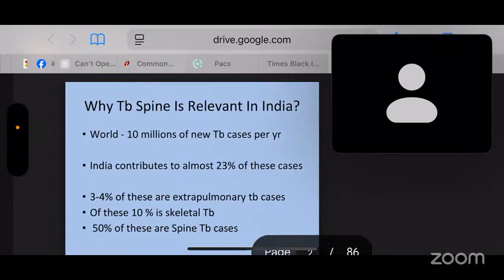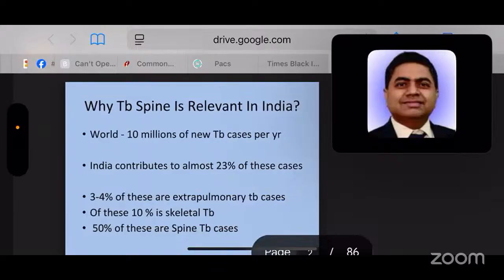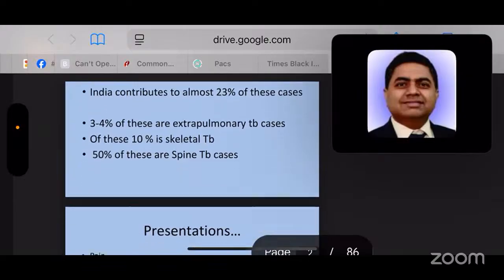So why is tuberculosis relevant in India? Because worldwide we know it's one of the infectious diseases which causes maximum morbidity and mortality, and India contributes almost 23% of these cases. Almost 4% of these cases are extrapulmonary tuberculosis, and of these 10% is skeletal tuberculosis. Now, we are orthopedic surgeons, and in skeletal tuberculosis, 50% are actually spinal TB cases. So that's a big number.